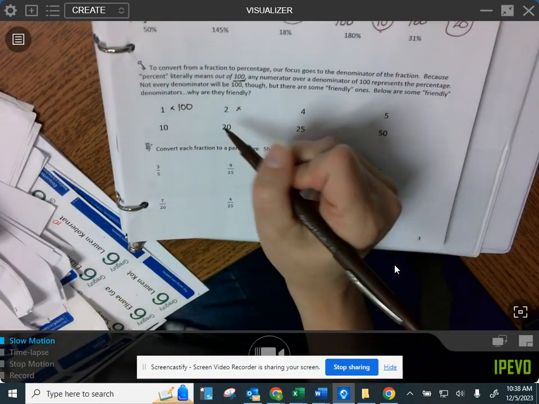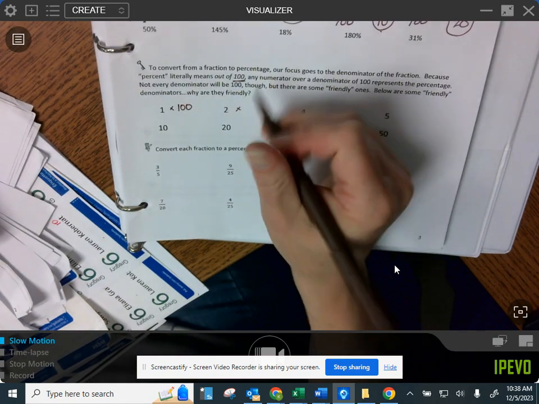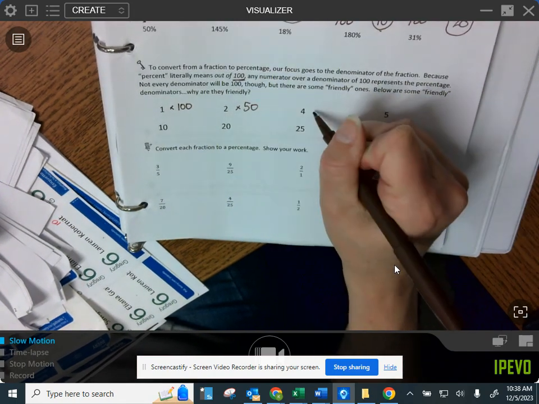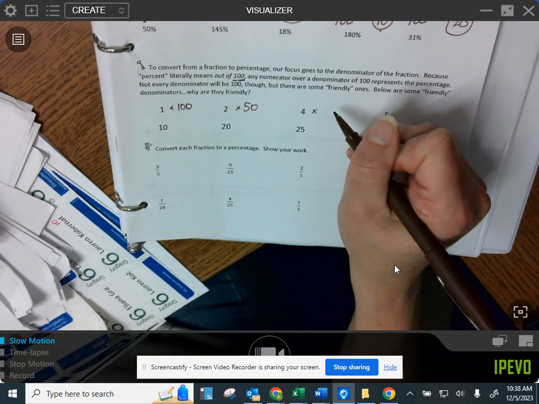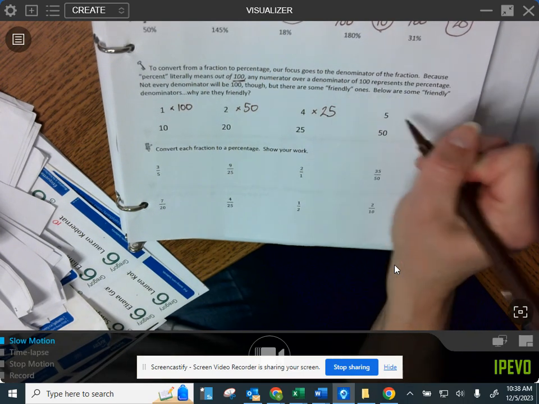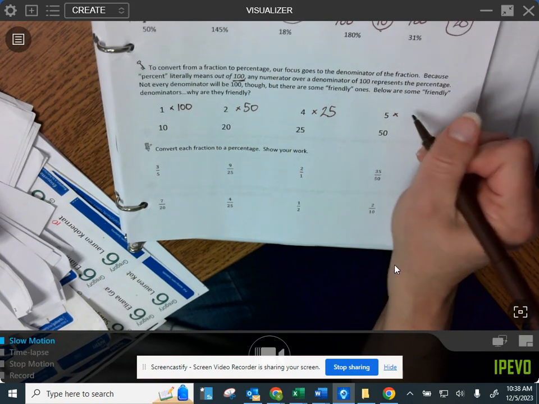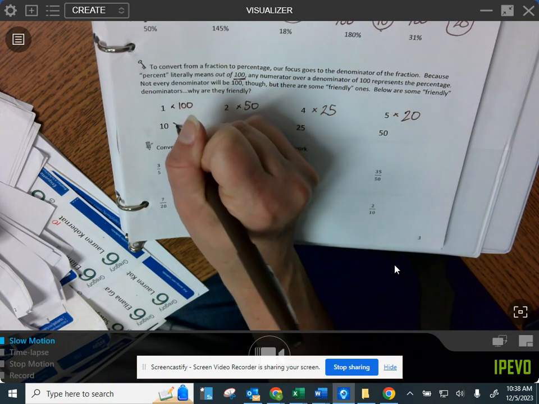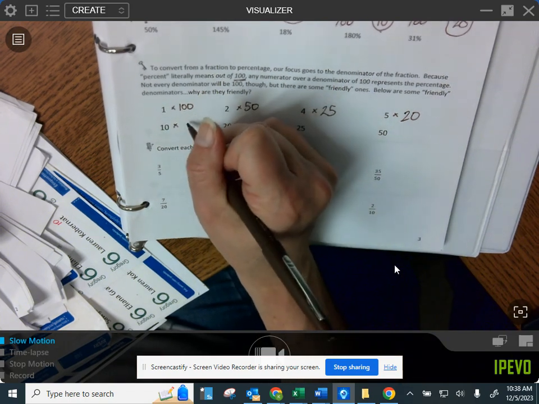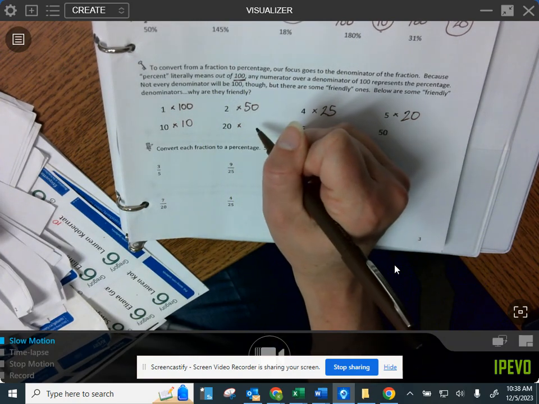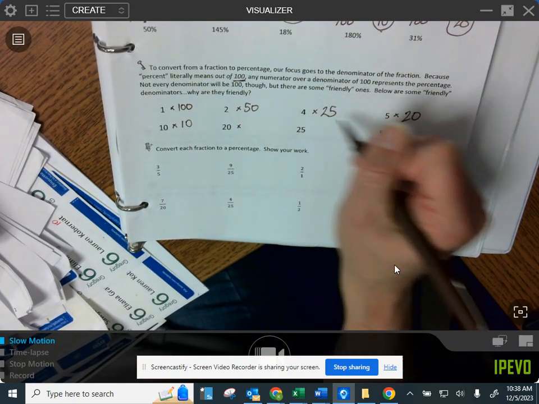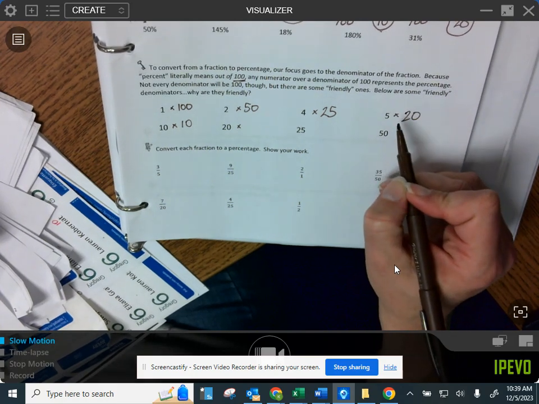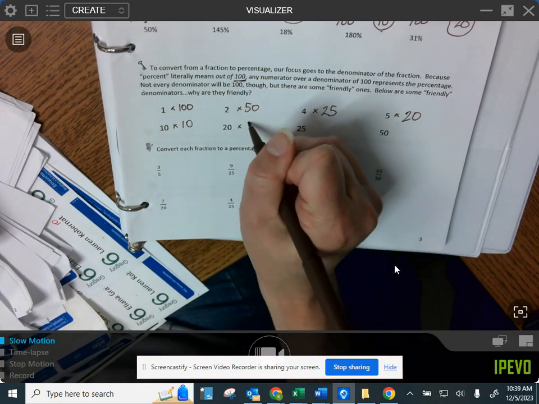What do we multiply the 2 by to get to 100, Lauren? 50. What do we multiply the 4 by, Jimena? What do we multiply the 5 by, Liam? 20. What are we going to multiply the 10 by, Madeline? What do we multiply the 20 by, Bryn? Yeah, so that 20 is going to be by 5.